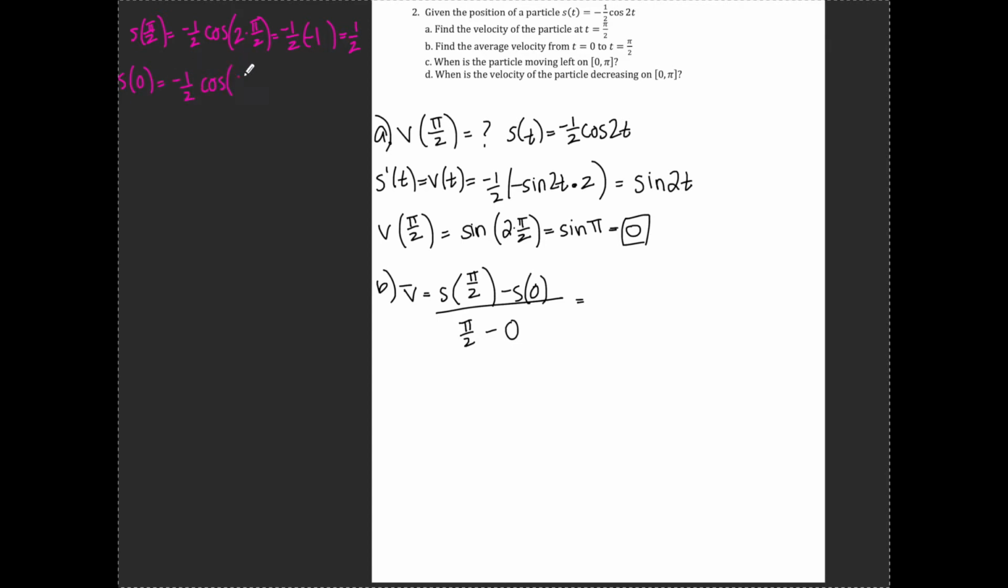For s of 0, I have negative 1/2 times cosine of 2 times 0, which is just cosine of 0. Cosine of 0 is 1. So I end up with negative 1/2.